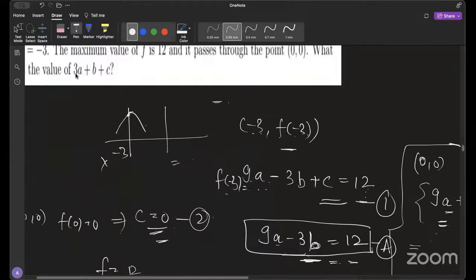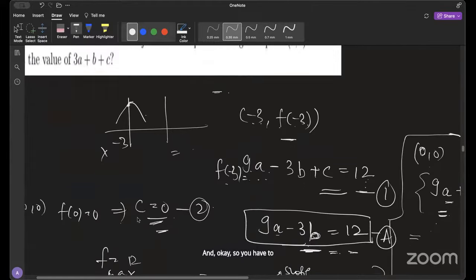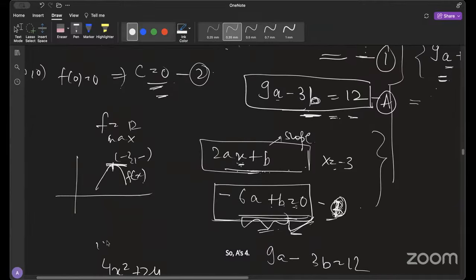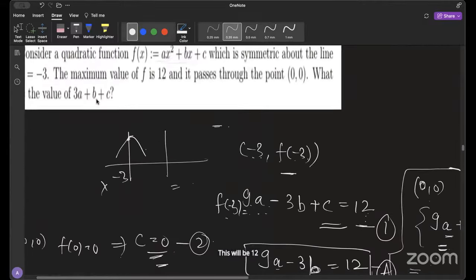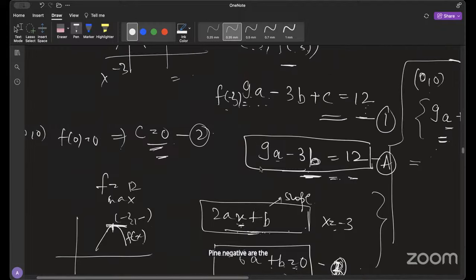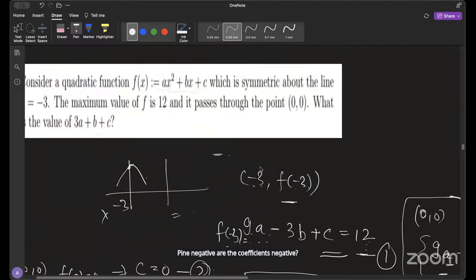Okay, so you have to find this, right? You don't need the equation. So a is 4. This will be 12 plus 24, plus 0, 36. Ma'am, won't we get it in negative? Why negative? Are the coefficients negative? Yeah, ma'am, I'm getting it in negative.